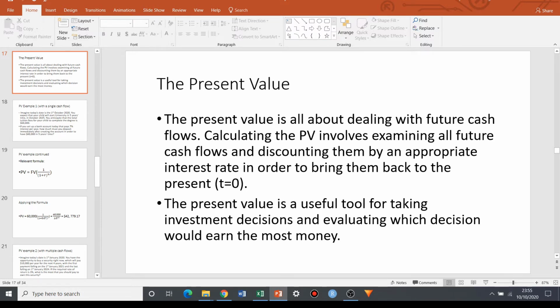So, to begin, what I'd like to do is introduce you to the present value. The first thing that you should realize is that the present value is all about dealing with future cash flows. And so calculating the present value involves examining all future cash flows and discounting them by an appropriate interest rate in order to bring them back to the present. And so the present value is a useful tool for taking investment decisions and evaluating which decision could earn you the most money.